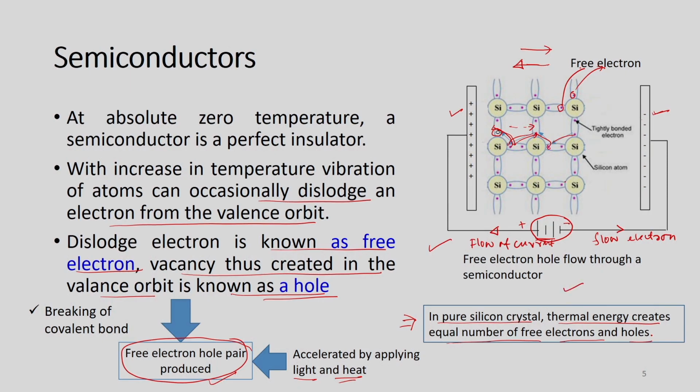In the case of silicon crystals, all the atoms are silicon and no impurities are added. When we connect it, the free electron will move from the negatively charged plate to the positively charged plate, complete the circuit, and maintain this scenario. But we must know that in a pure silicon crystal, thermal energy creates equal numbers of holes and electrons. We should keep that in mind.